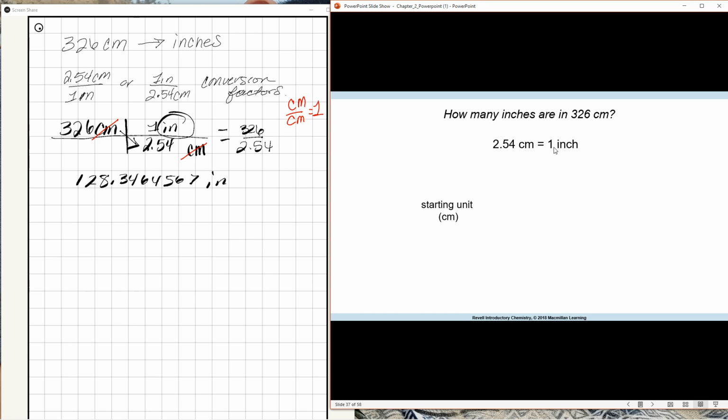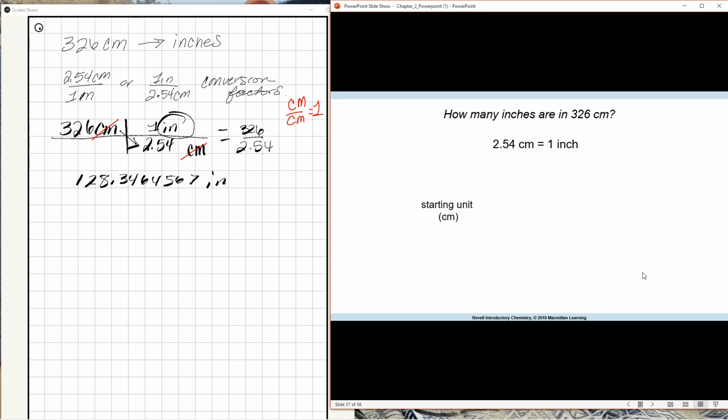Oh, what about our equivalency? Your equivalency factors do not play a role in the number of significant figures used at the end of your answer. Only what is given to you, only the variable that changes, not the equivalency. Your equivalency does not change. That is infinite, that stays as is. It does not take part in your final answer significant figures.